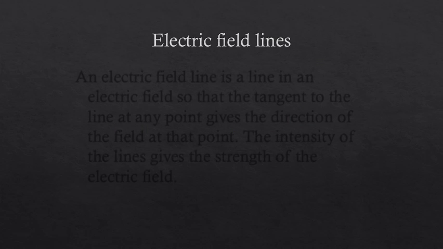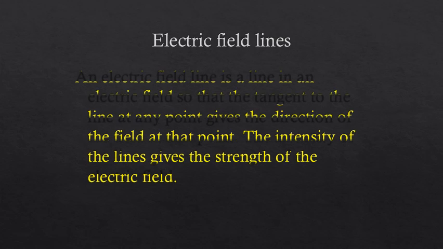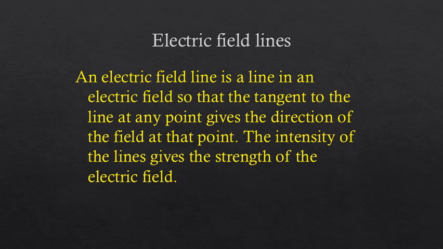So now let's look at electric field lines in more detail, what they actually represent. An electric field line is a line in an electric field so that the tangent to the line at any point gives the direction of the field at that point. Now, if you don't quite understand that sentence, we're going to go through it in a few moments to try and clarify it. The important thing to also note is that the intensity of the lines gives the strength of the field. So I'm going to also deal with that point very soon.